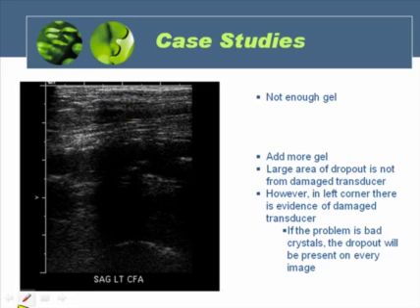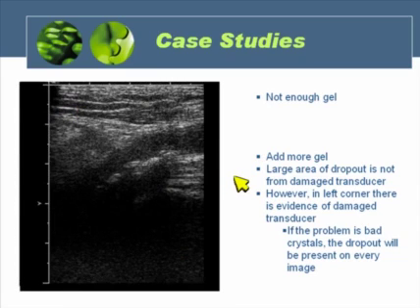However, let's look more closely at this transducer. Notice that in the very corner, I do have an area of dropout. When I add more gel, if this is caused by air, this will disappear, but this won't. And let's take a look. Right, once I added more gel, I had better visualization because I don't have any air in there, but notice that this area of dropout persists throughout the study. That's because this transducer is damaged.